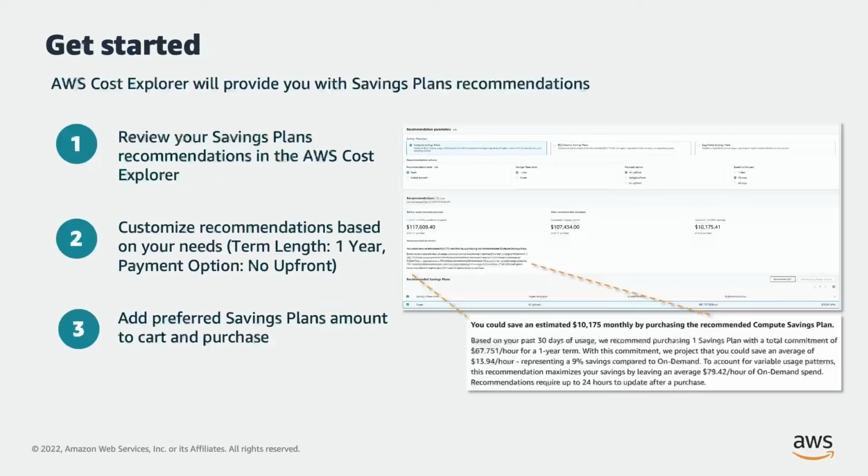So, how to get started? In your AWS Cost Explorer console, you can review your savings plans recommendations, customize those recommendations based on your needs, such as the term length and payment option, right? So you can decide whether it's 1 year or 3 year commitment, or whether that is a no upfront, partial upfront, or all upfront. And lastly, you can add your preferred savings plans amount to the cart and purchase.